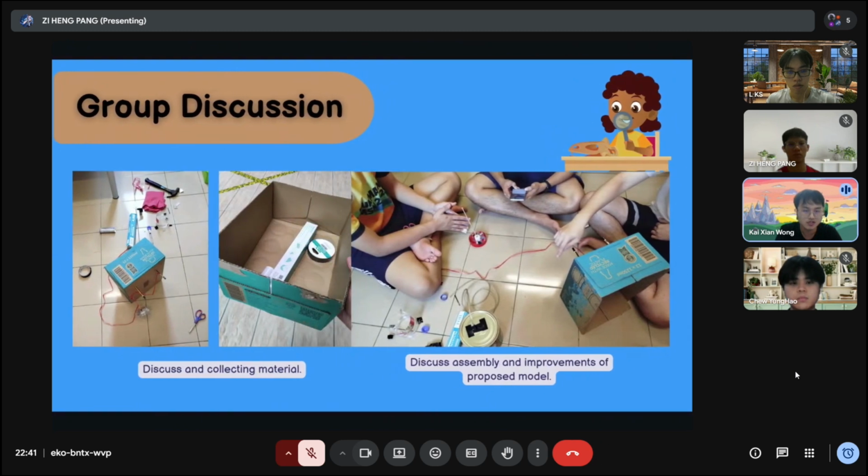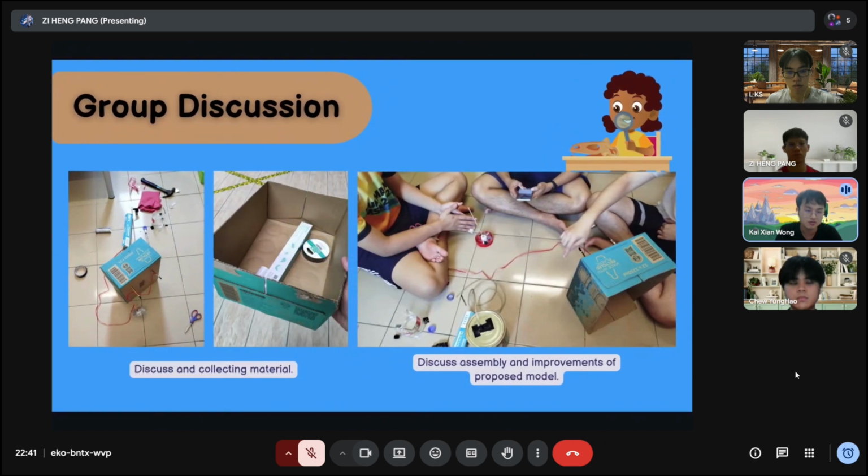So first of all, we did our group discussion. We discussed and collected the materials needed for this project, and then we assembled and made some improvements to the proposed model.